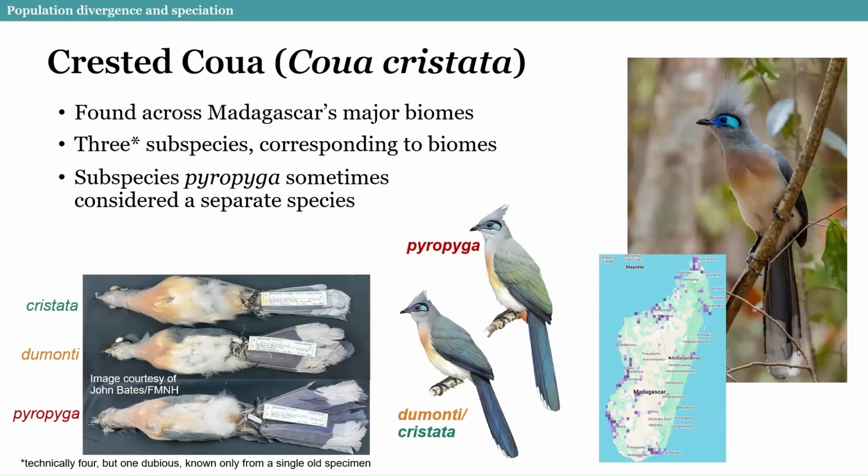So to keep on growing our understanding of these diversification processes in Madagascar and in these radiations specifically, I chose to focus on the crested kua, for a few different reasons. There's been no detailed genetic work on any of the kua species before. And this is the most widespread one. It occurs in all of Madagascar's major biomes. It has described subspecies that live in those different biomes, including the one in the southwest called Pyropyga, because it has these orange undertail coverts. It's sometimes been considered a separate species because it does look a little more different from the others.